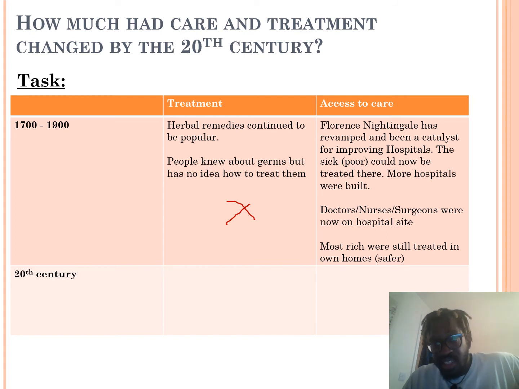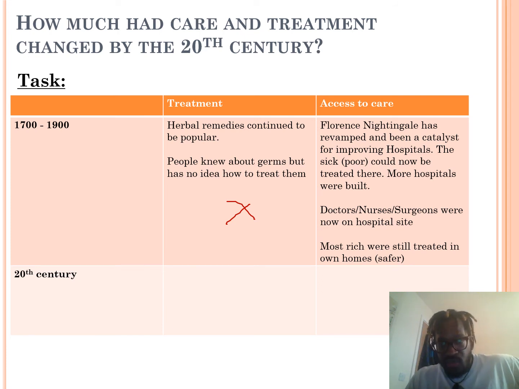Okay, access to care. Florence Nightingale has revamped hospitals. All of a sudden, poor people now have access to hospitals. Doctors, nurses, surgeons are available in hospitals, but the rich are still effectively getting treated in their homes because they think it's safer.